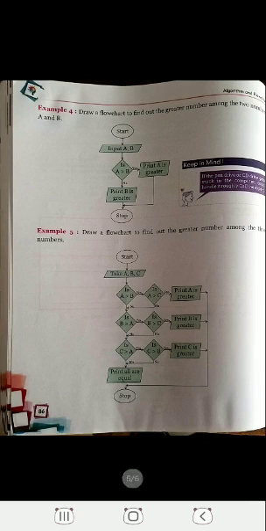Now next one is draw a flowchart to find the greater among three numbers. These are also put into the condition or decision box, because if this condition is correct, if a is greater, then print a is greater. If b is greater, then print b is greater.